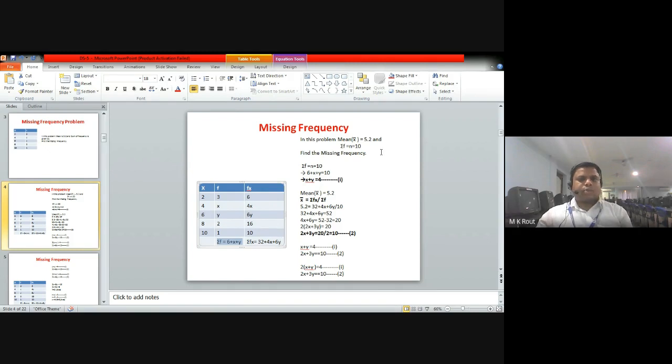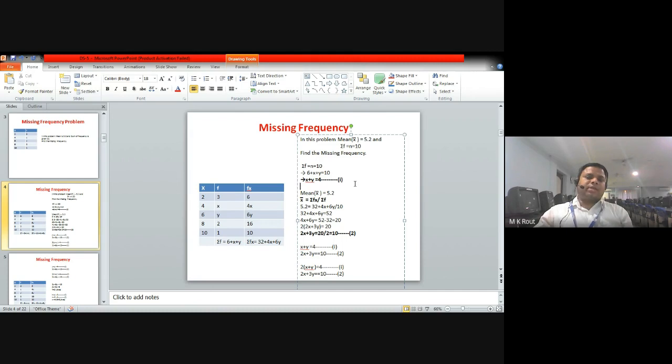Then you proceed to the next one. Here, in this particular problem, the mean is given as 5.2 and the summation of frequency equals n, that is 10, is given. You have to identify the missing frequency. As per the given data, summation of frequency equals n, that equals 10, is already given. But in this table we found summation of f is equal to 6 plus x plus y, that equals 10. So from here, x plus y equals 10 minus 6, that is 4. This is denoted as equation 1.